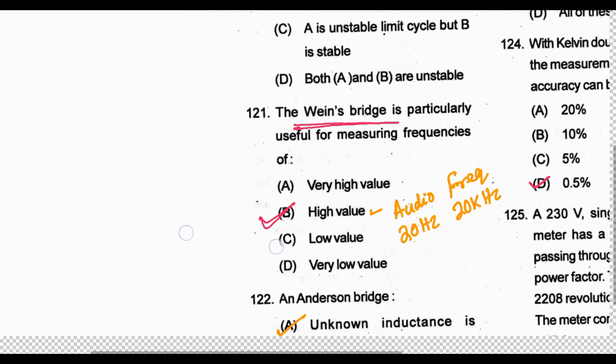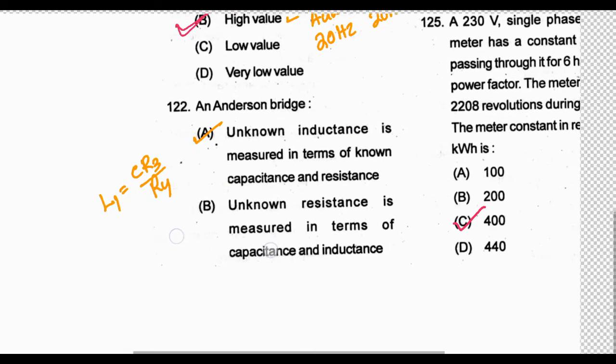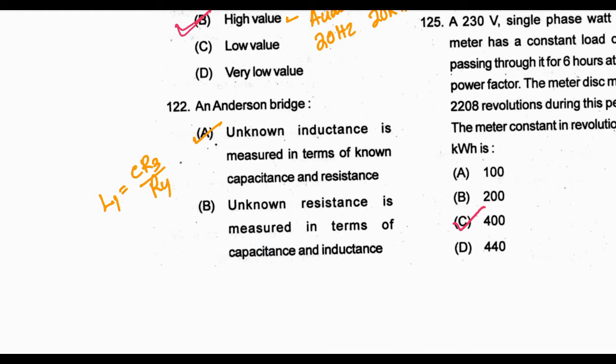So here option A is the correct answer, that is, unknown inductance is measured in terms of known capacitance and resistance. So this is the actual formula for inductance, and we use Anderson's bridge to measure inductance, and inductance is measured in terms of capacitance and resistances. So here option A is the correct answer.